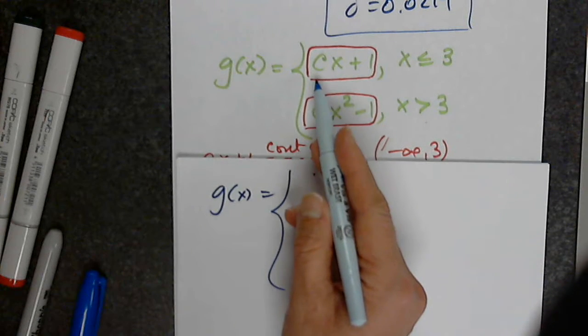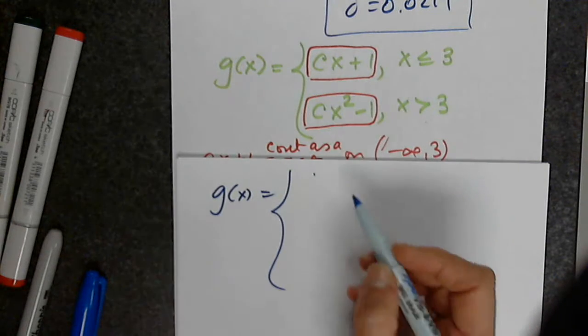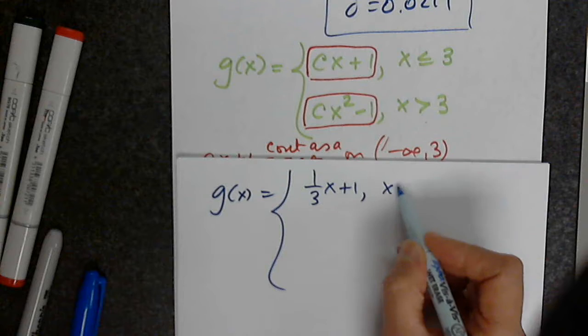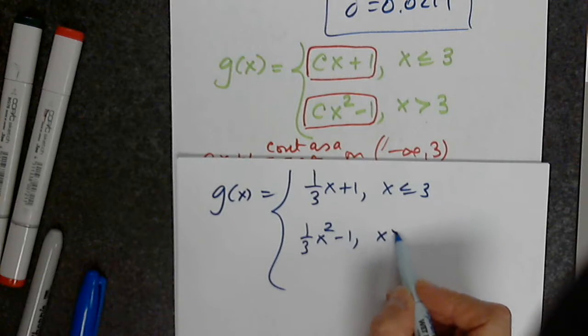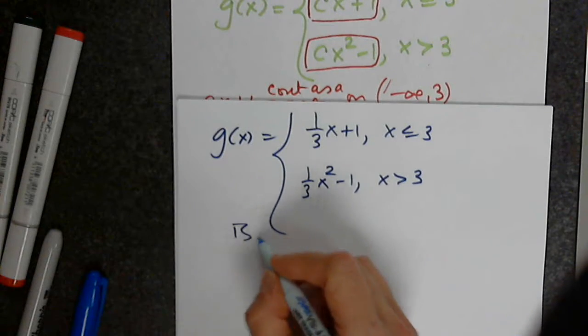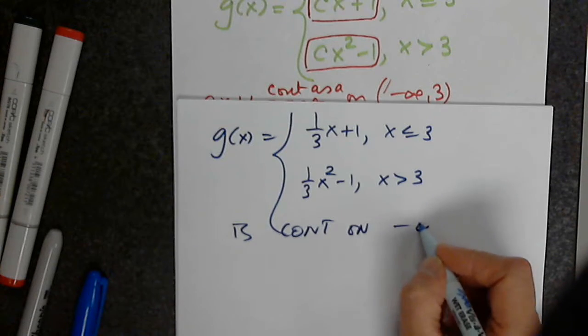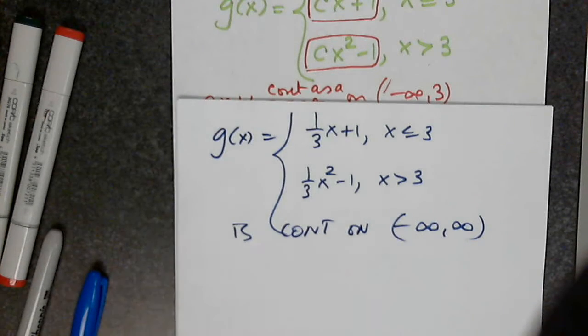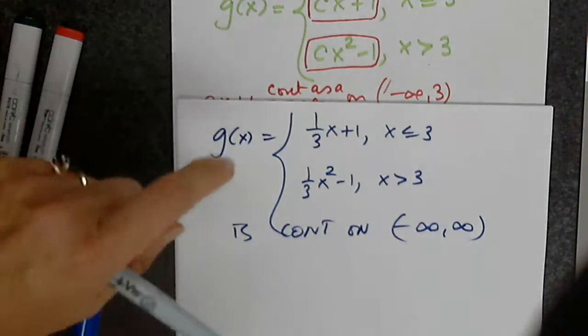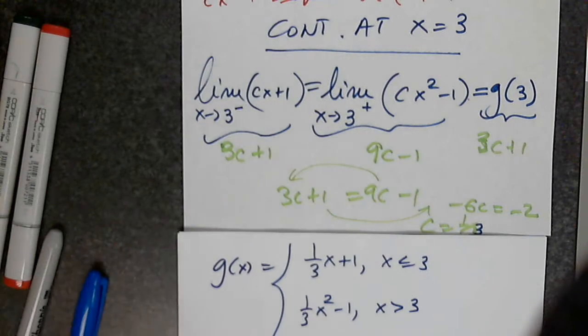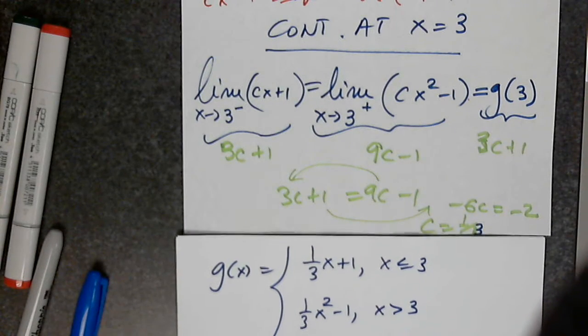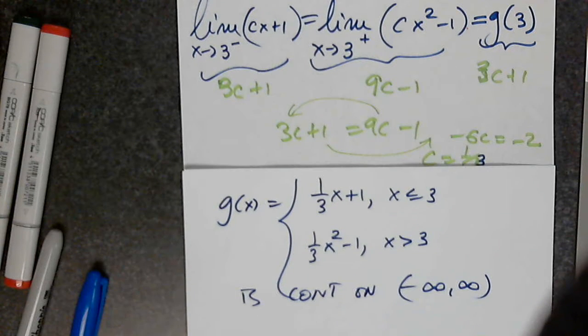We just determined c. We need to put it back in, right? So 1/3 x plus 1 and 1/3 x squared. Can I say that is continuous on this? Is it guaranteed? Yeah, of course. We determined the constant such that the function is continuous at 3. The rest was continuous because the function was made up of polynomial functions, and those are continuous everywhere.